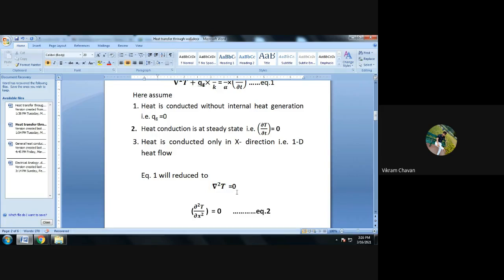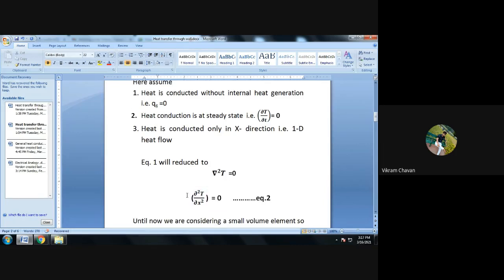Now, three axes are present, and we have considered that the temperature is changing with respect to the x direction only, because we are considering only one dimensional heat flow. So the ultimate consideration is that the heat is traveling in the x direction, which means the temperature is also changing only in the x direction. By applying this assumption, finally we get the equation ∂²T/∂x² equal to 0. Is everyone following how we deduce the general heat conduction equation in this form? This equation will be our equation number 2.